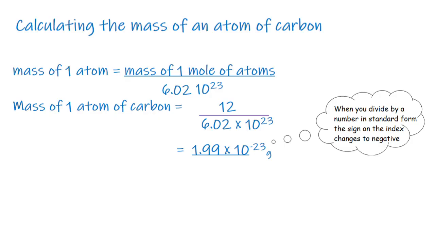So we evaluate 12 divided by 6.02. That comes up to be 1.99. But remember, when you're dividing by an exponential number like this in standard form, the sign flips. So that's a positive sign, flips to negative. So the answer for the mass of 1 atom of carbon is 1.99 times 10 to the minus 23 grams, which you can imagine is extremely small.